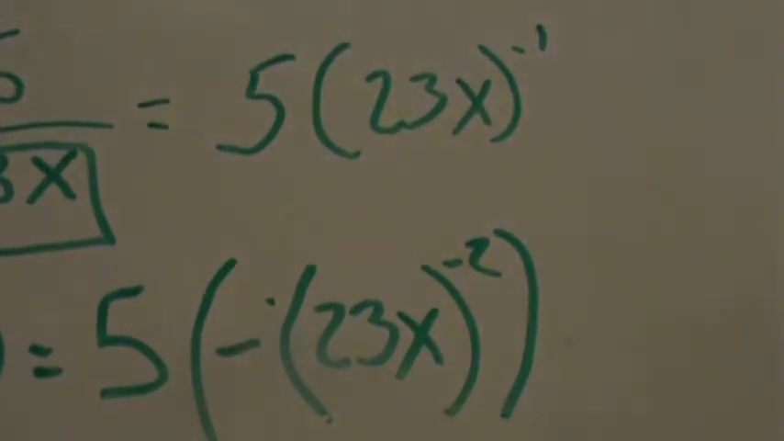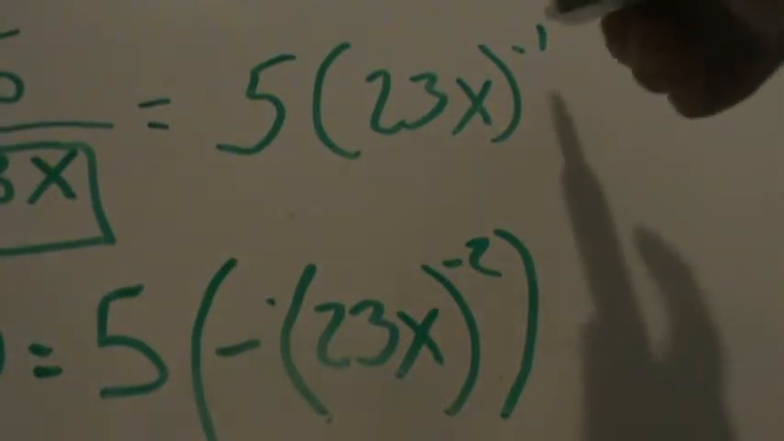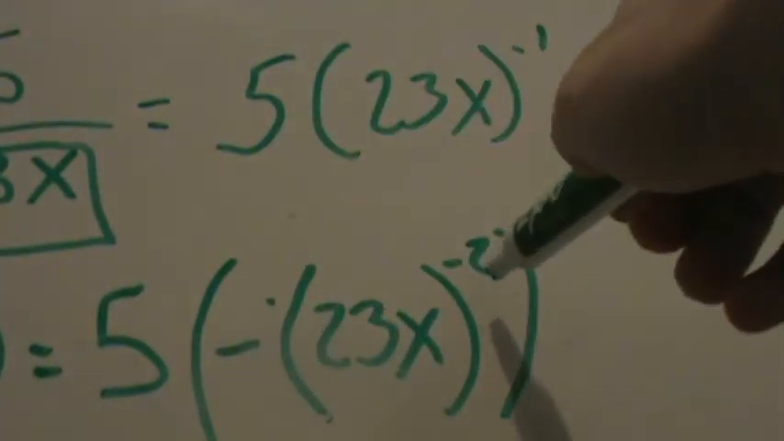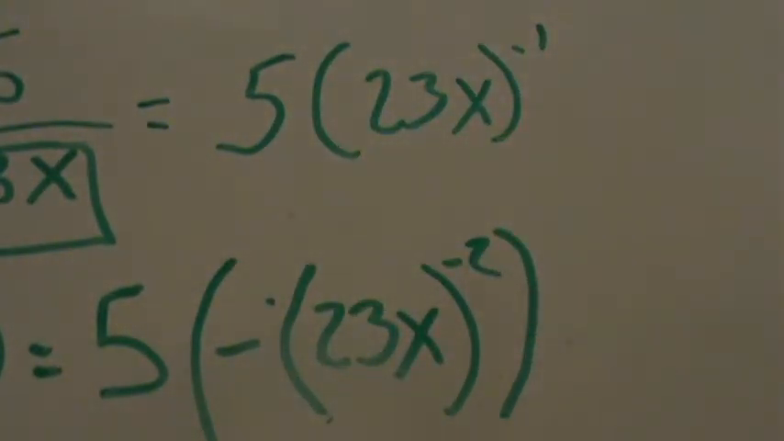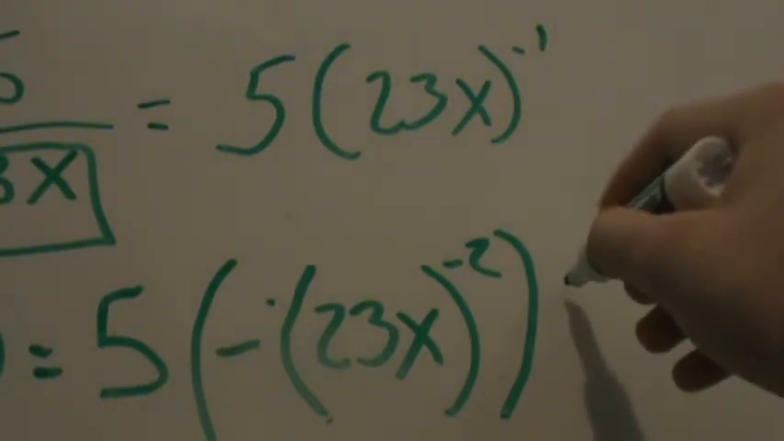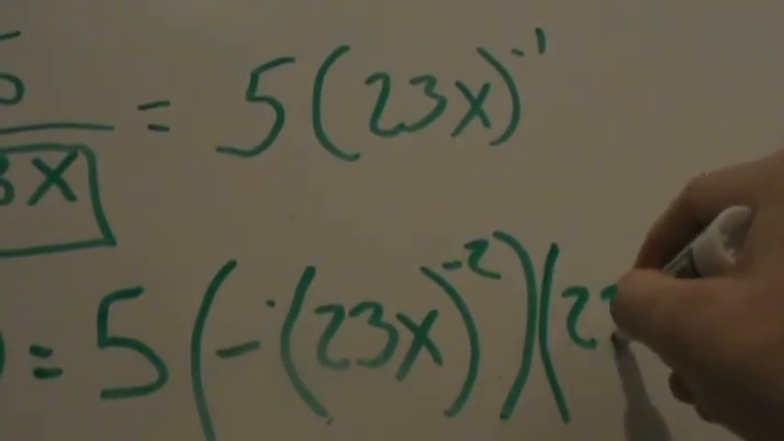And then we have to write that to the -2nd power, because we brought down this negative sign. We basically did our chain rule idea, and now we have to subtract 1. So -1 minus 1 is -2. But we're not done yet. We still have to take the derivative of what's in here, right? We just did the first part. So the derivative of this is 23.